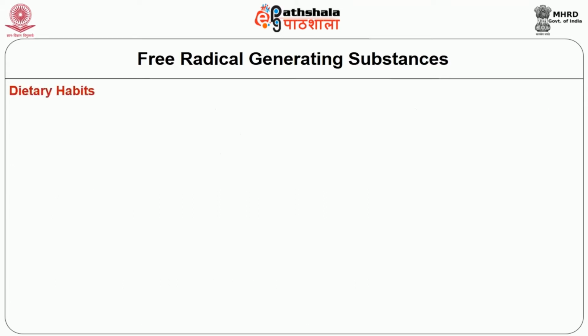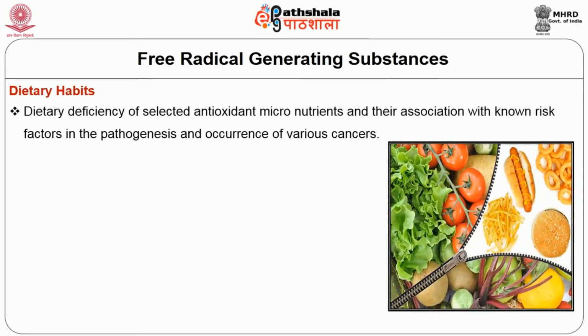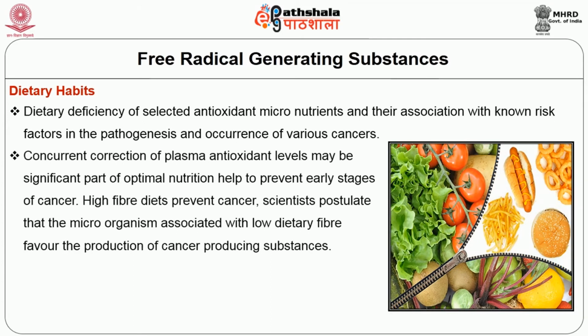The next factor is dietary habits. Dietary deficiency of selected antioxidants and micronutrients is associated with known risk factors in the pathogenesis and occurrence of various cancers. Concurrent correction of plasma antioxidant levels may be a significant part of optimal nutrition and help to prevent early stages of cancer.